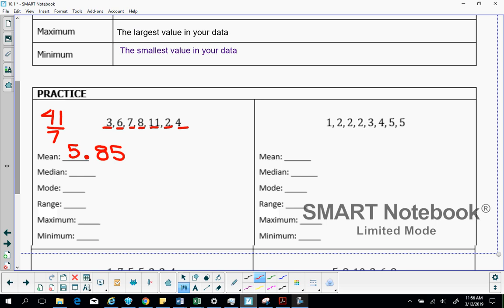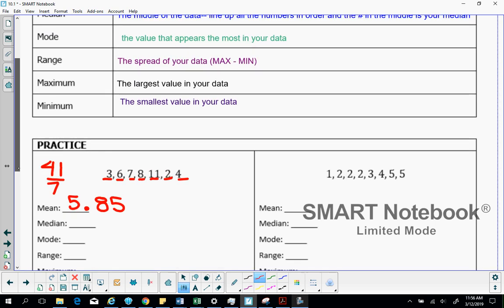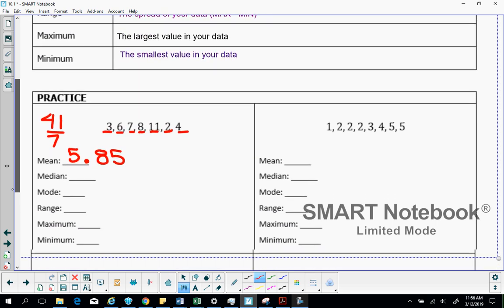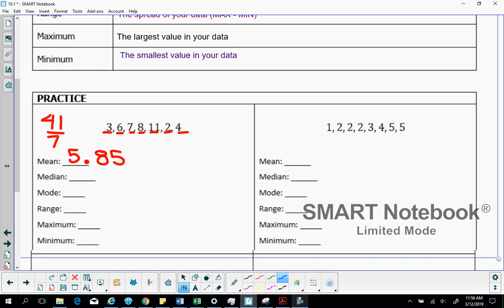To get our median, we have to line up our data in order. What's the smallest number here? 2. When you're done with it, cross it out. What's the next? 3, 4, 6, 7, 8, and 11.